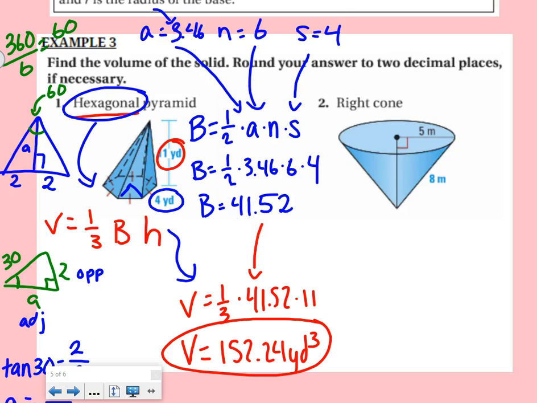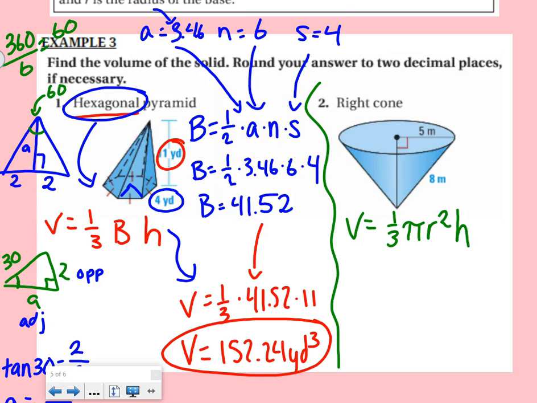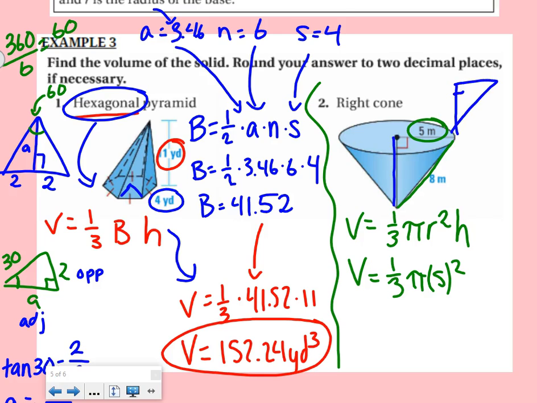All right, next example, the right cone, which is much easier. Volume equals 1/3 times pi r squared times the height. If we look, we know our radius, which is 5. However, we do not know the height of our cone. We do know the slanted height, but we don't know the actual height here that I'm shading in blue. But we do know that this is a right triangle with 5, 8. We can solve for the height using our Pythagorean Theorem.